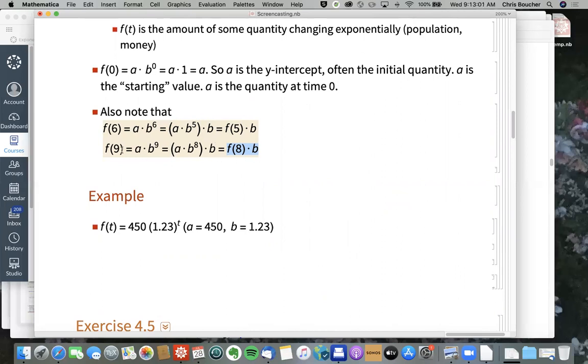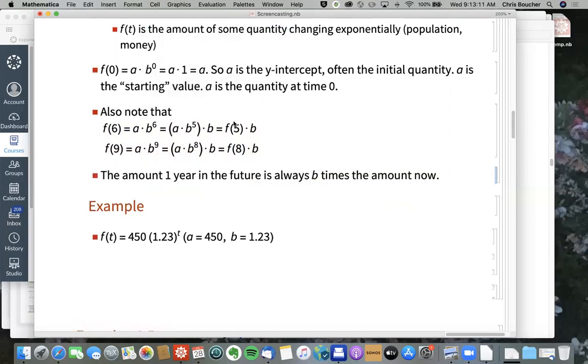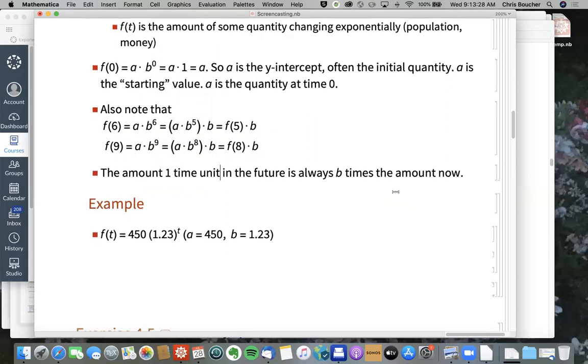That is, the quantity size at any time is always b times the quantity size in the previous time period. So b measures the time unit to time unit change, year to year. So here I'm saying 1 year in the future. Time can be measured in months or days or weeks or seconds or whatever. So it might be better here to say the amount 1 time unit in the future is always b times the amount now.